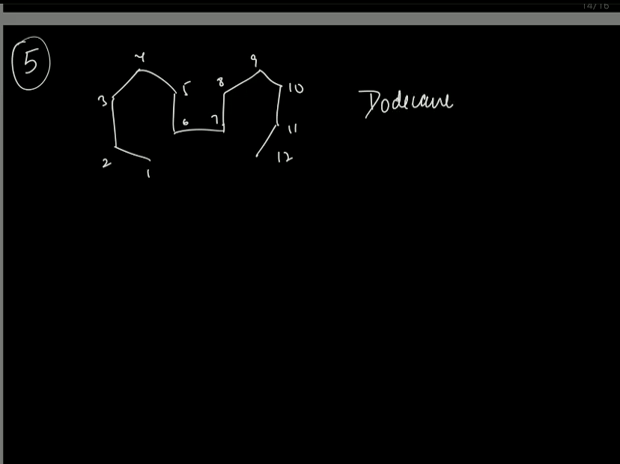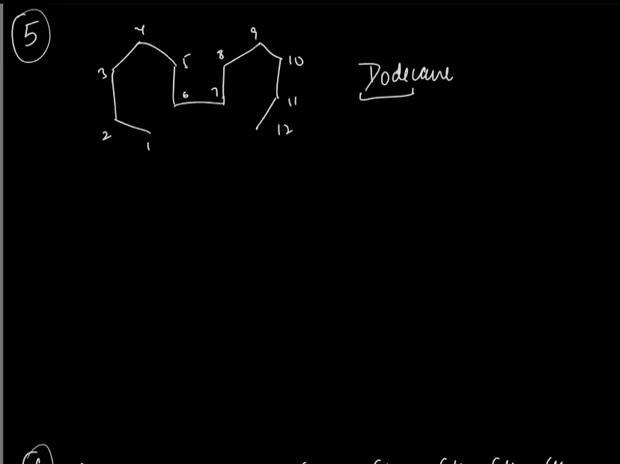We don't have a prefix, right? All are single bonds. And dodec is basically standing for 12 carbon atoms. Ane stands for all single bonds. That's it. Done. This is the answer for this one.